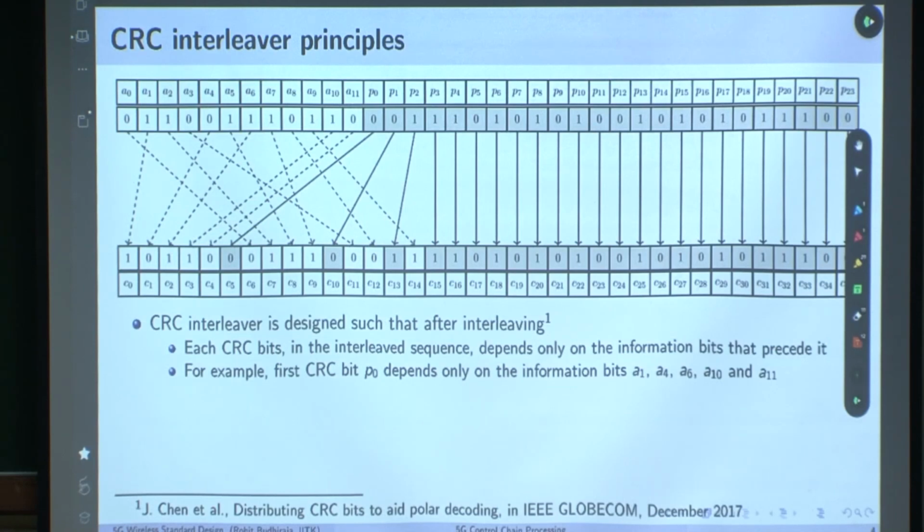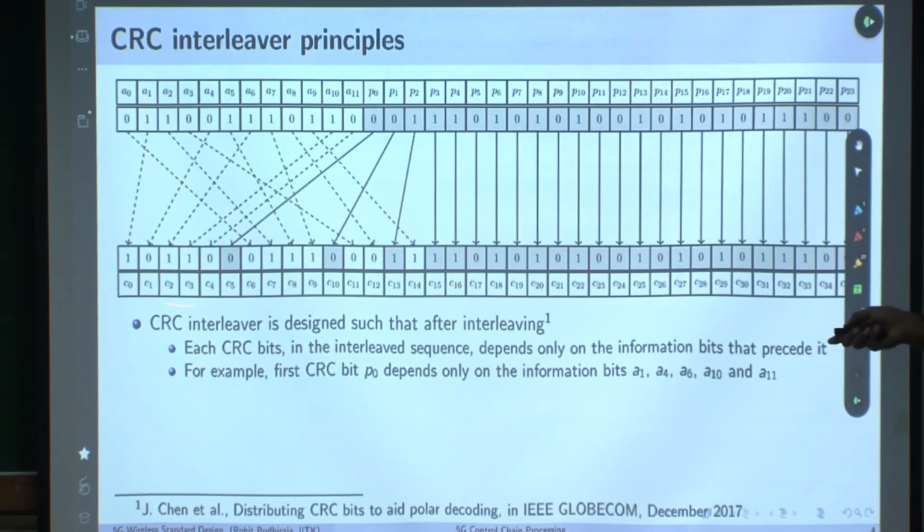Interleaving can be designed in an arbitrary way, but here it is designed in a very sophisticated way. That's what makes sense. This P0, after interleaving, will come after these bits. You will see that in the output sequence when you finally interleave it.